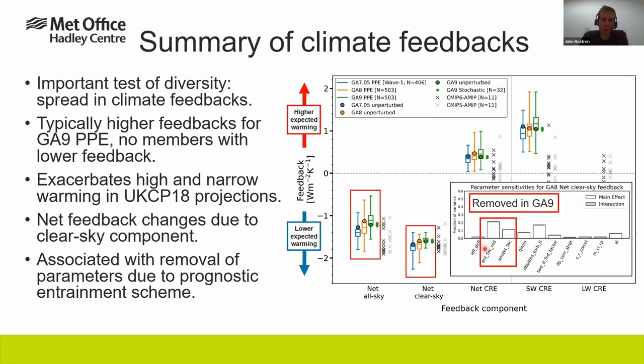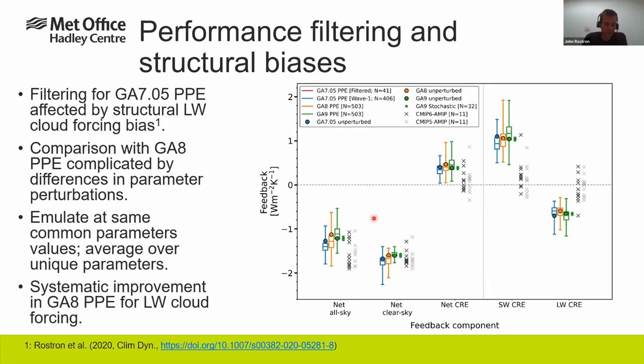And then we've used parameter sensitivity studies with emulators to pick out the key parameters. So for the clear sky feedbacks in GA8, these are the top parameters, and there were two parameters in there in particular that were removed from GA9, and they were removed due to this prognostic entrainment scheme. And we've been testing the effects of removing those, and we're finding that the introduction of this prognostic entrainment scheme is really driving a big part of these feedback distribution shifts.